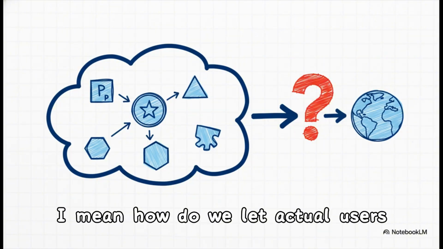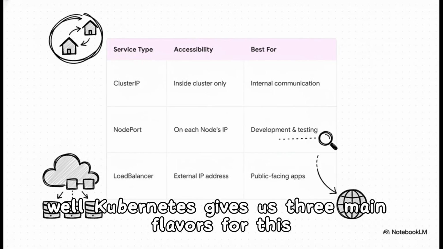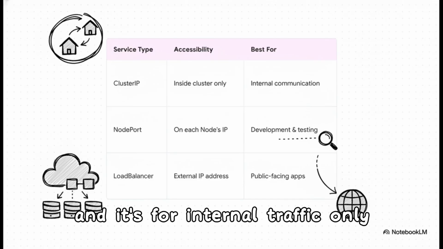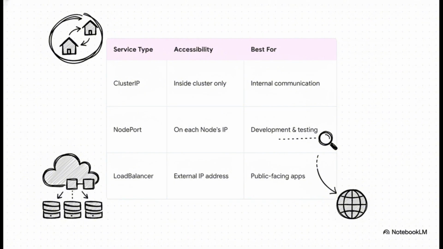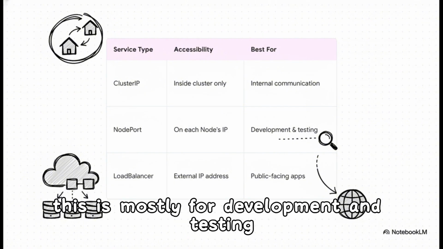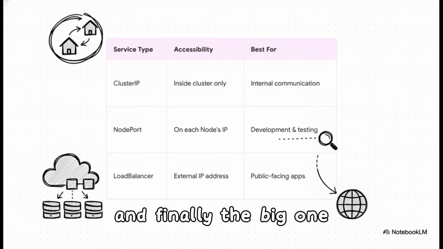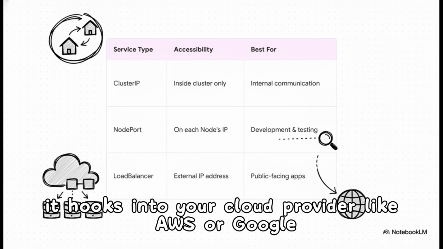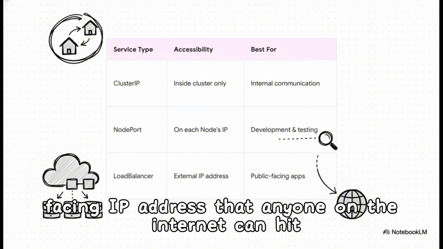Okay, so this is perfect for all the communication happening inside our cluster. But what about the rest of the world? I mean, how do we let actual users on the internet connect to our application? Well, Kubernetes gives us 3 main flavors for this, called service types. First, you've got ClusterIP. This is the default, and it's for internal traffic only. Think of a private database that only your other applications should be able to talk to. Next up is NodePort. This is mostly for development and testing. It basically pokes a hole on your server so you can get to your app easily. And finally, the big one, LoadBalancer. This is how you go public. It hooks into your cloud provider, like AWS or Google, and gets you a real public-facing IP address that anyone on the internet can hit.